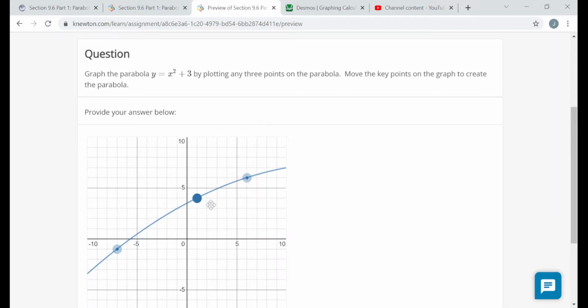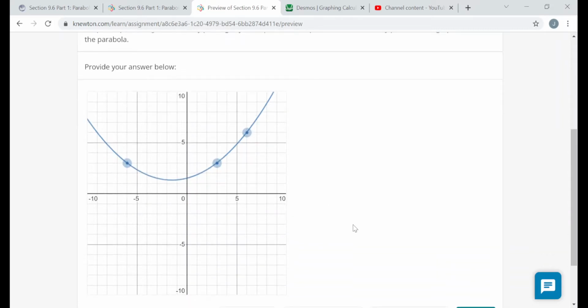You have these points here that you get to move around, and you can move them anywhere. So you don't even need to know the vertex or axis of symmetry. You're just asked to plot any 3 points and move these points to those 3 locations. Very, very simple. All right, so I'll write out the function.